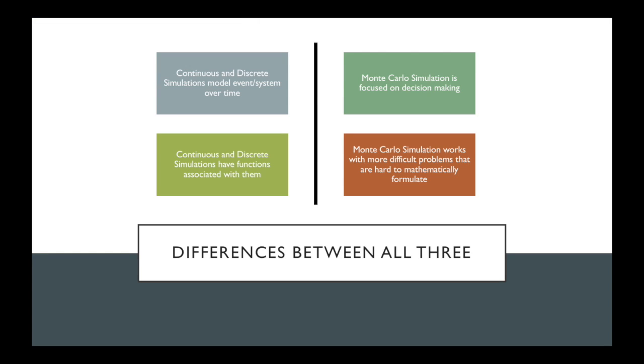Here are some differences between Monte Carlo simulation versus the continuous and discrete simulations. Continuous and discrete simulations model events or systems over a period of time, whereas Monte Carlo simulation focuses on decision making. The continuous and discrete simulations have functions associated with them, wherein they can be modeled through graphing, whereas Monte Carlo simulations work with more difficult problems, which are harder to quantify through mathematical formulations.